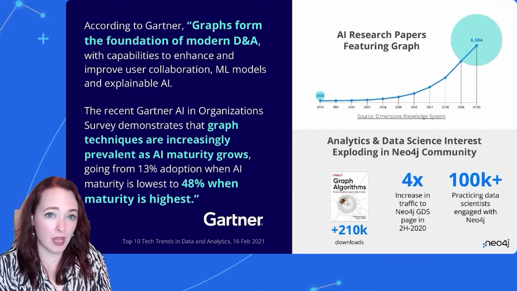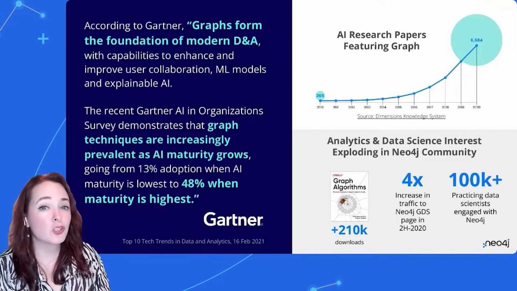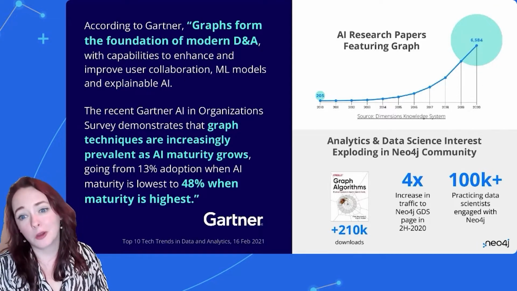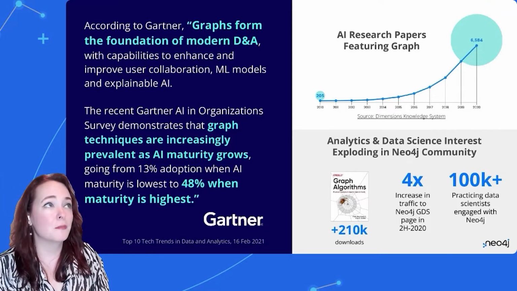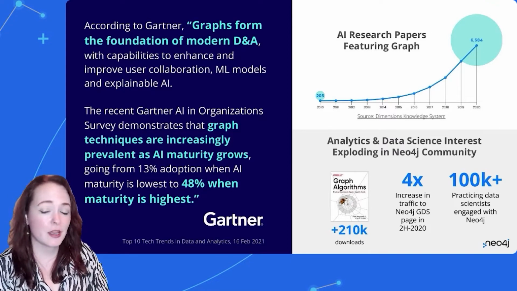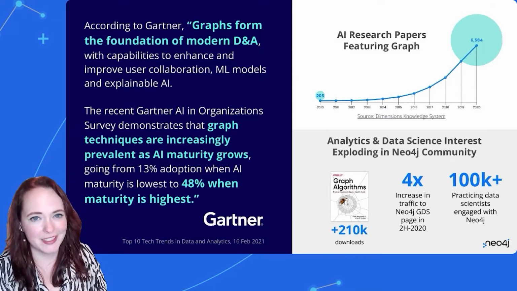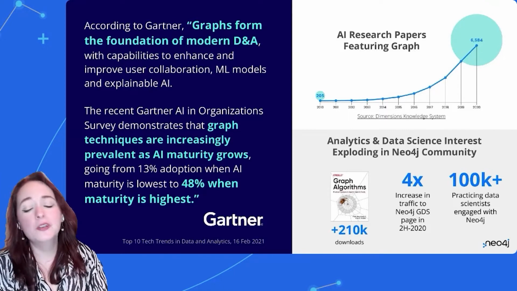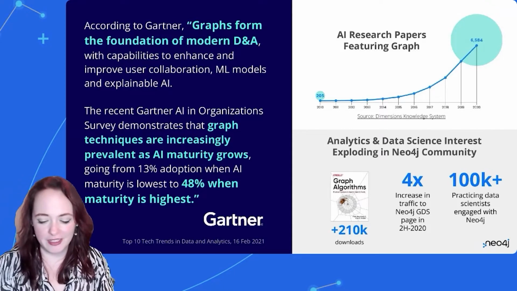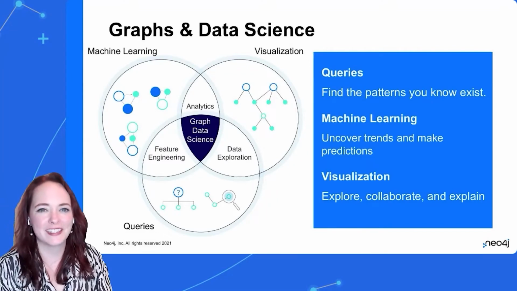And because of that, we've seen tremendous interest in our offerings. We have over 200,000 downloads of our graph algorithms book. We've seen a massive increase in traffic around data science on our web pages. We actually have over 100,000 practicing data scientists, including all of you, who are engaging with Neo4j on a daily basis. So what do you do with graphs and data science?